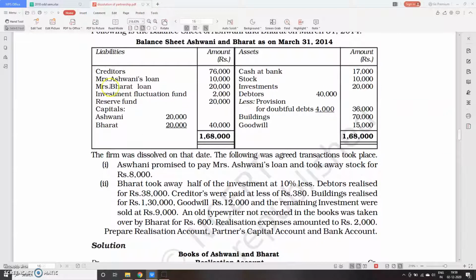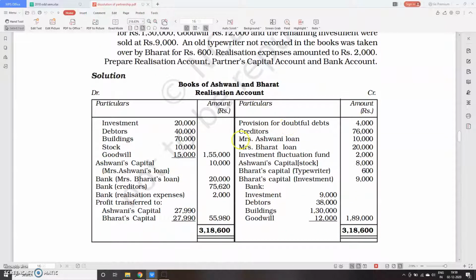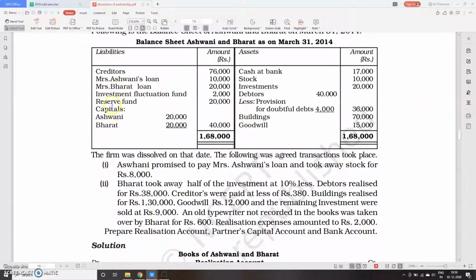Let's do this one by one. Let's take creditors, Mrs. Ashwani's loan, Mrs. Bharat's loan and investment fluctuation fund, these four items to the realization account. There is your realization account: Mrs. Ashwani's loan, Mrs. Bharat's loan, investment fluctuation fund and creditors. We have taken the book value from the balance sheet.